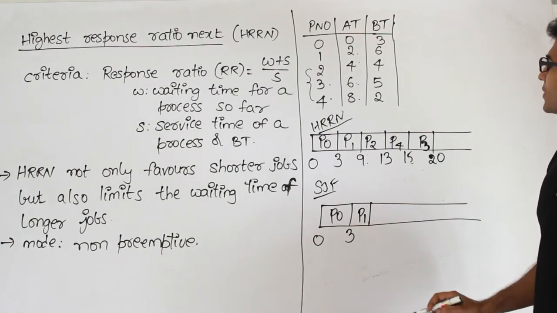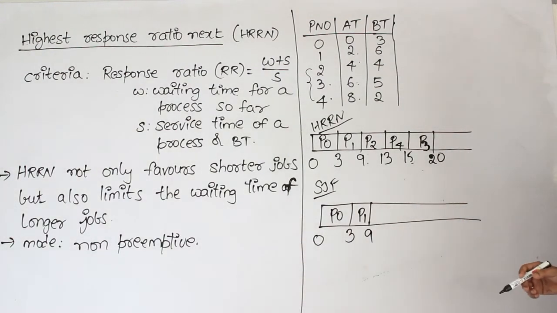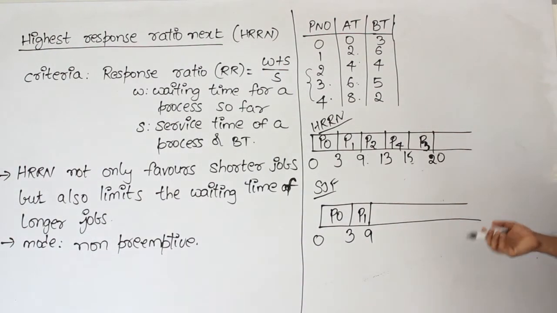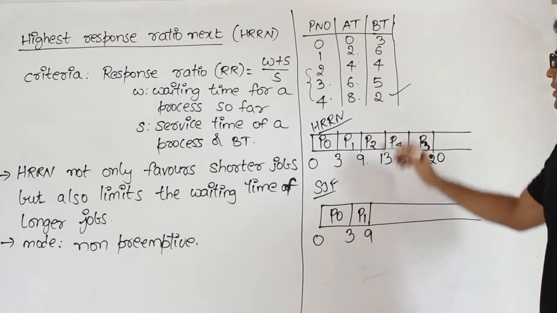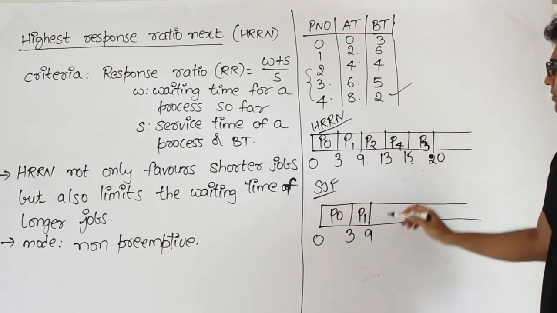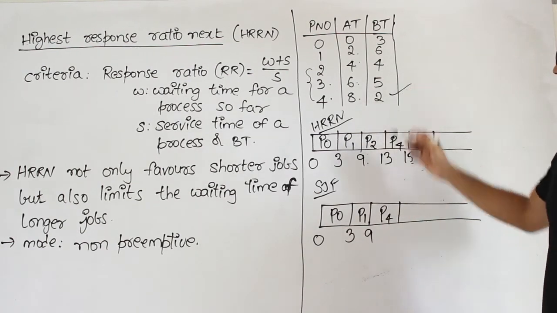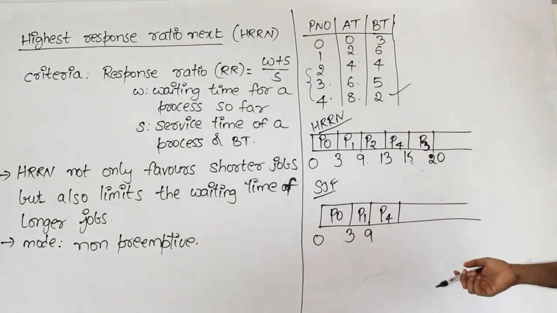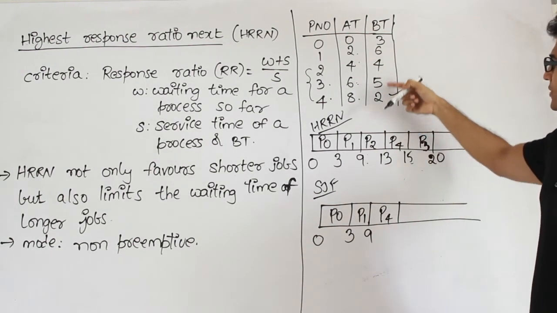And P1 is how much? 9, right? At this point all the processes are available. Then if you use shortest job first, which one will be scheduled first? P4 will be scheduled, isn't it? Because among the remaining processes, P4 has the shortest one, right? And then what will be scheduled after P4? The next one that will get scheduled is P2.